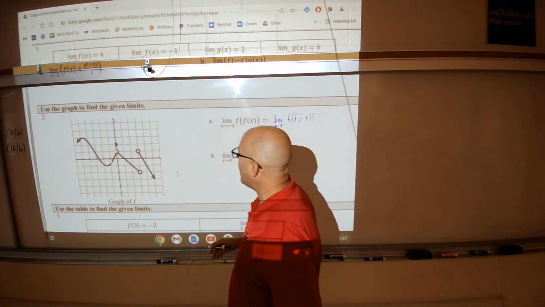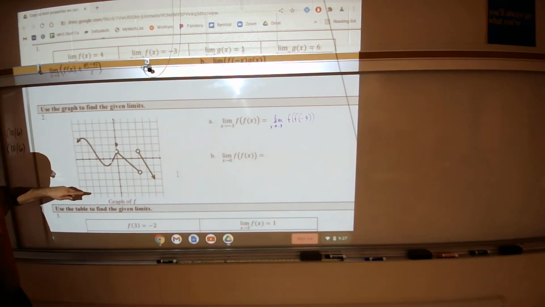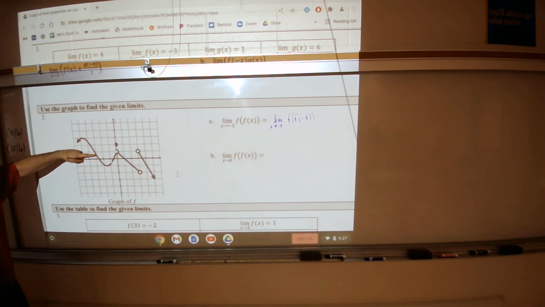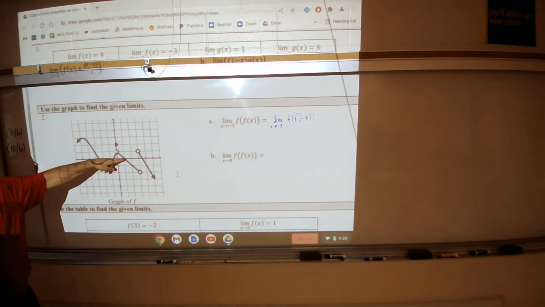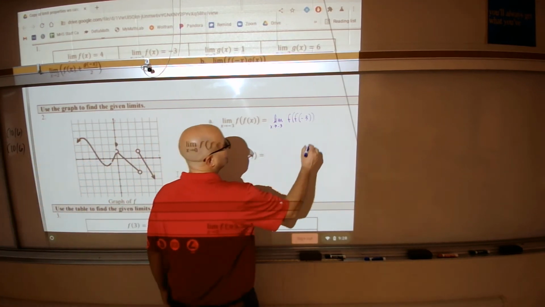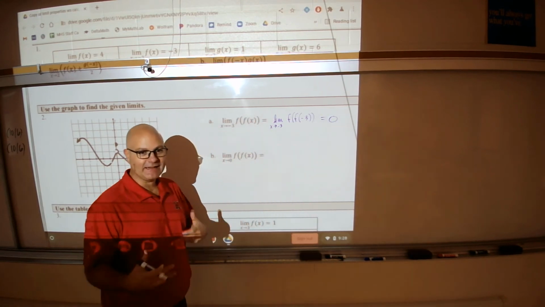But at negative 3, it looks like our output's about, what is that? About 1, yeah, just shy of 1. So then when we do the second f, it would be at 1, and the output would be 0. There were no limits there, so we didn't have to make any tough decisions.